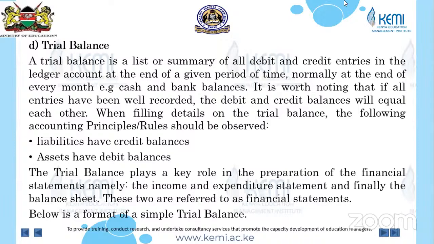So we could move further. The financial terminology trial balance is simply a list or a summary of all the debit and credit entries in the ledger account at the end of a given period of time. And like somebody has talked about, it is prepared once every month. It covers what we have in cash and the bank balances. When all these entries have been well recorded in the trial balance, the debits and the credits will be equal.